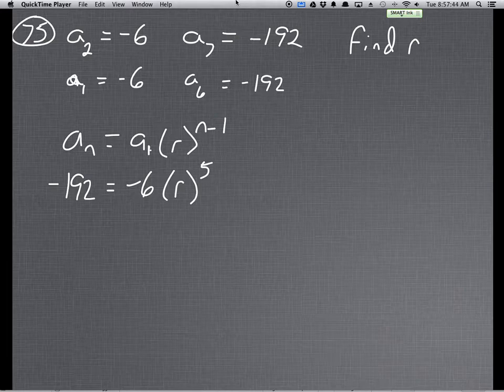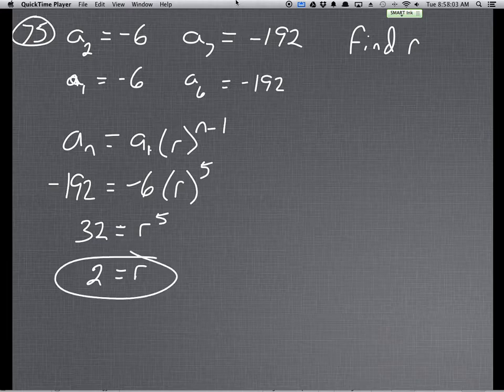All right. What do I want to do to solve this? Divide by negative 6, so I get 32 equals r to the 5th power. Then what? The fifth root. Take the 5th root, which gives me 2. So we figured out r is 2.